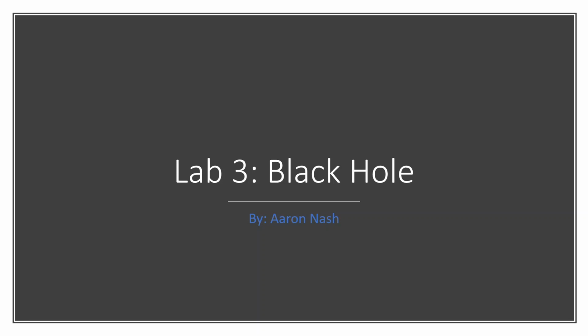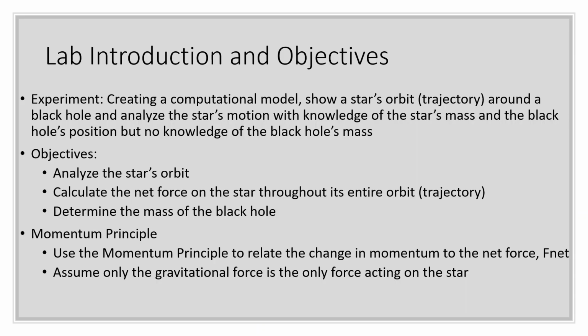This is Lab 3, Black Hole. In this lab, I created a computational model that showed a star orbiting around a black hole, and I analyzed the star's motion with knowledge of the star's mass and the black hole's position, but no knowledge of the black hole's mass. As you can see, the objectives of this lab included analyzing the star's motion and trajectory around a black hole and calculating the net force acting on the star.